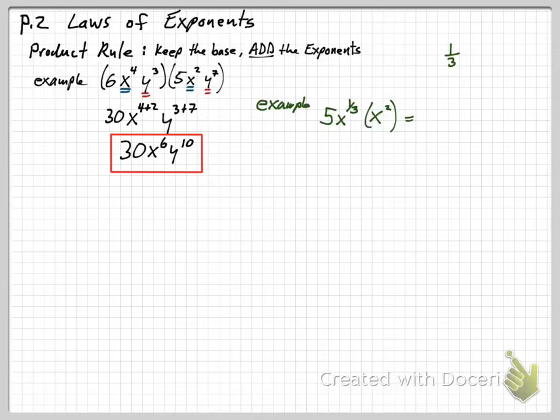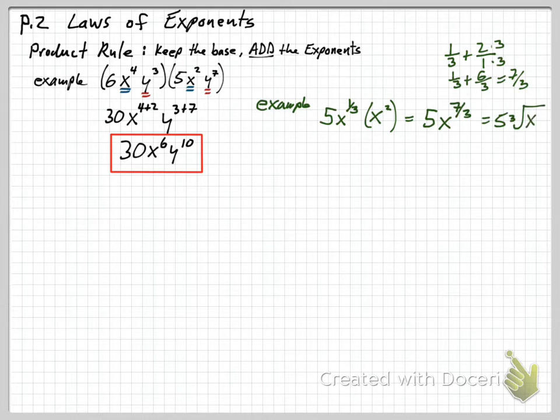What if our exponents just happen to be fractions? Well, we can still add them. So what we need to do is go 1/3 and add it to the 2. And how do we do that? Well, the 2 needs a common denominator of 3. So we turn the 2 into 6/3. And when we add it to 1/3, that is 5x to the 7/3.